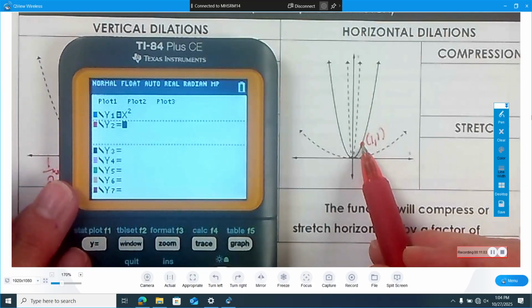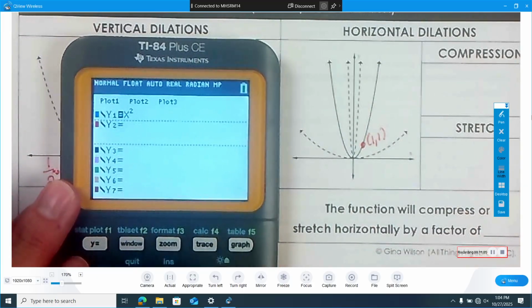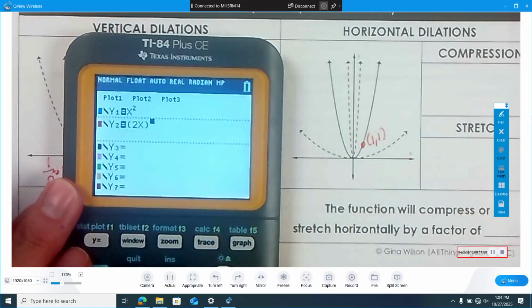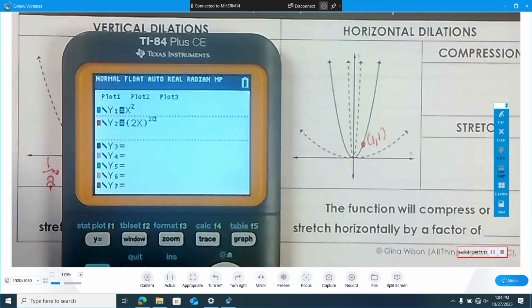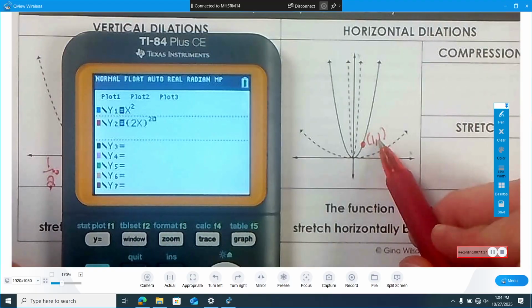Horizontally, let's see what happens when I put a 2 inside. You see how that 2 is inside the power? It's really interesting, so it's inside with x. What do you think that's going to do? Well, 2x times 2x, which makes 4x squared. What do you think is going to happen to the ordered pair here?